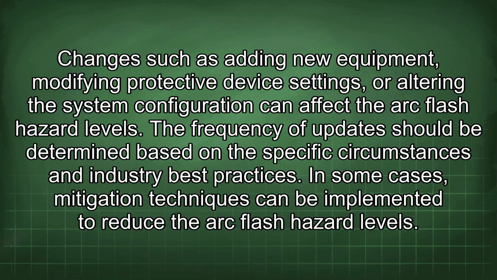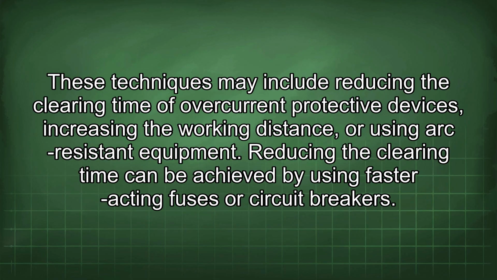In some cases, mitigation techniques can be implemented to reduce the arc flash hazard levels. These techniques may include reducing the clearing time of overcurrent protective devices, increasing the working distance, or using arc-resistant equipment. Reducing the clearing time can be achieved by using faster-acting fuses or circuit breakers.